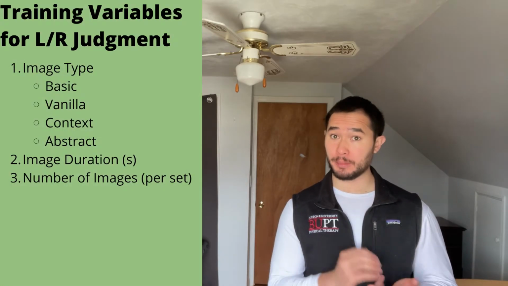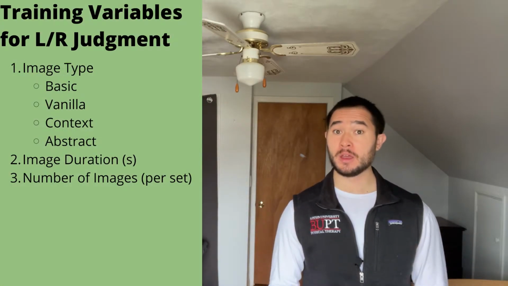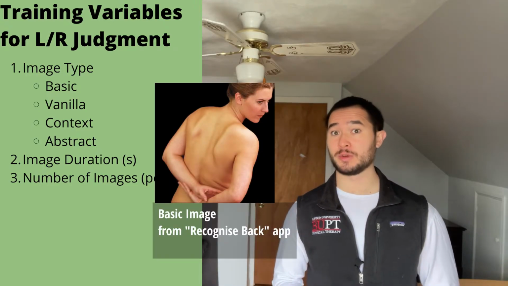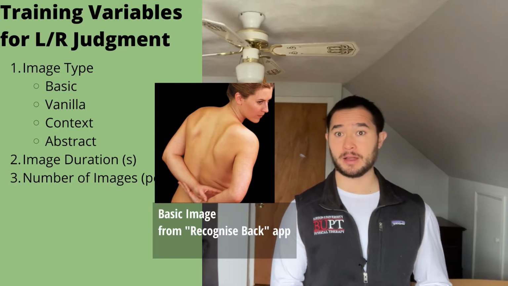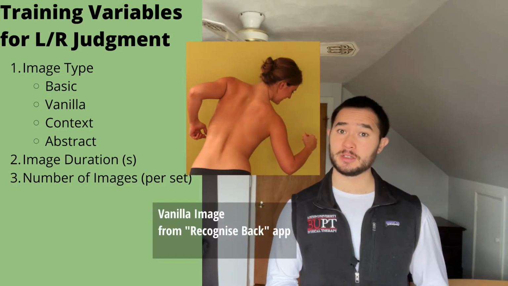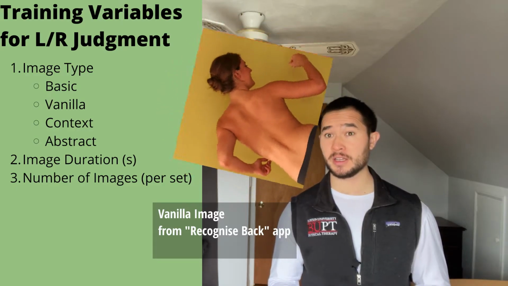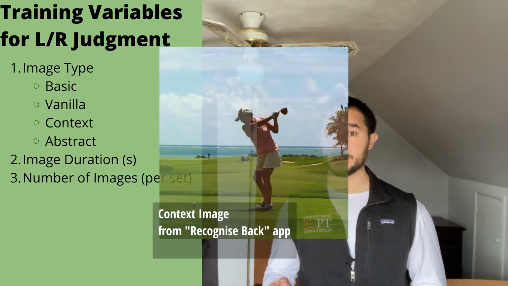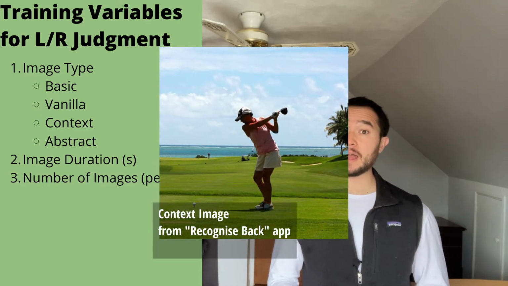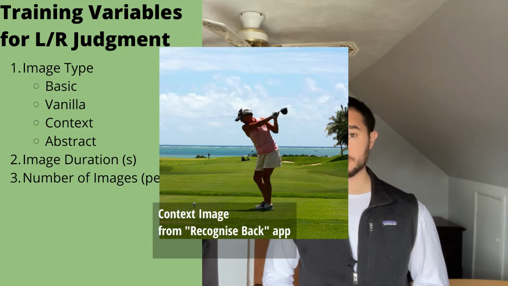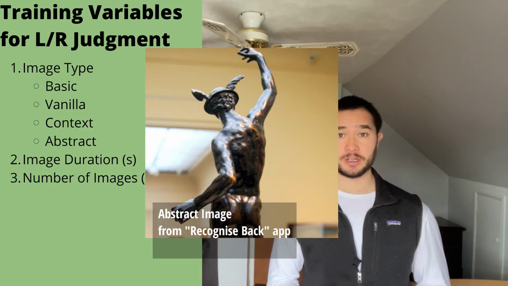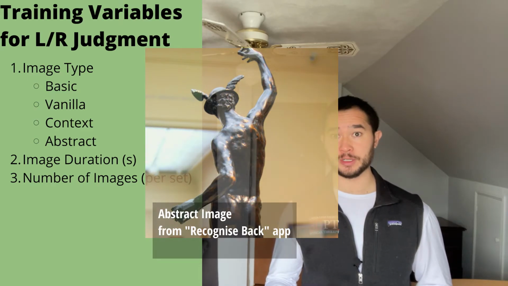The Recognize app allows us to modify image type, number of images, and image duration. For image type, there are 4 types of images. Basic images show models with minimal adornment against a neutral background. Vanilla images are similar to basic images, but can now be rotated 90, 180, or 270 degrees. Context images show the model moving their trunk to the left or right, but in the context of a functional task. Finally, abstract images are representations of models demonstrated through art, sculpture, or edited images.